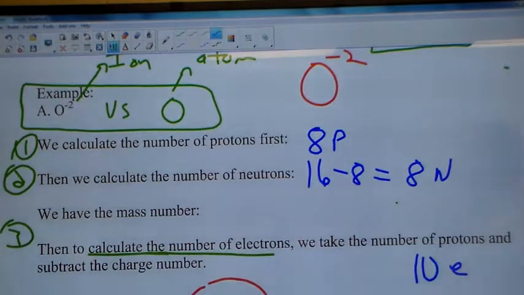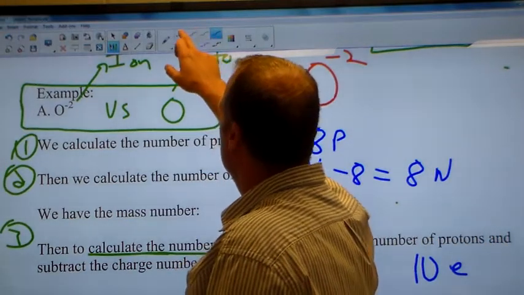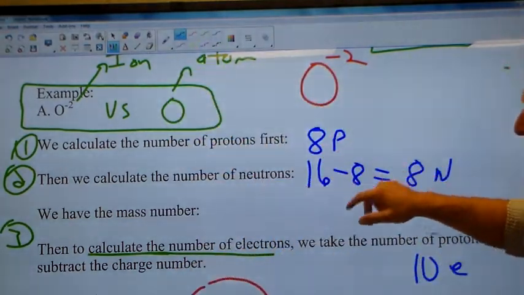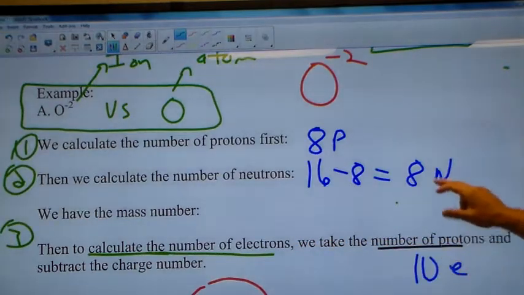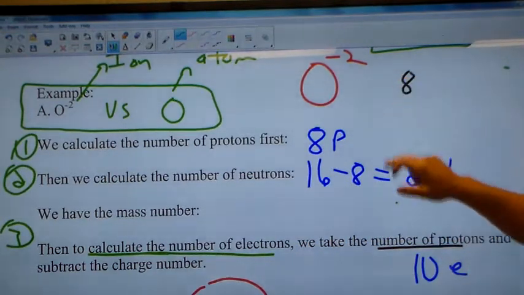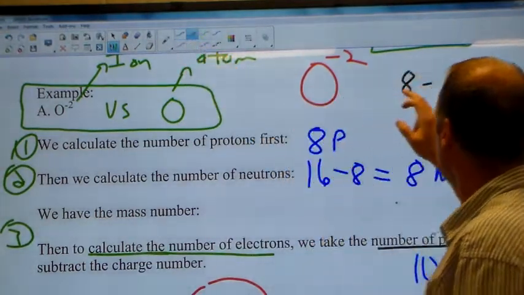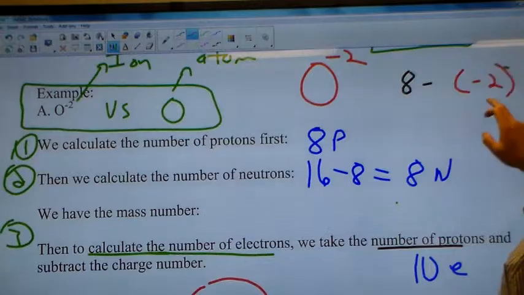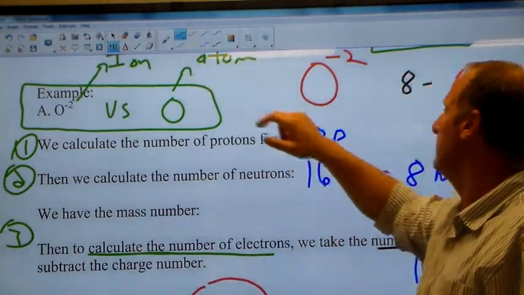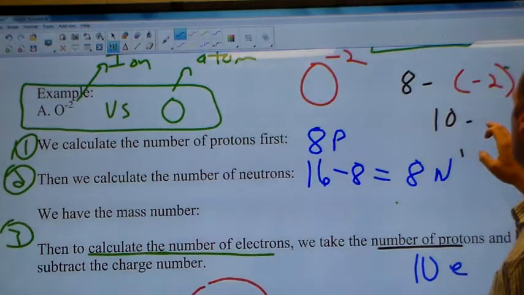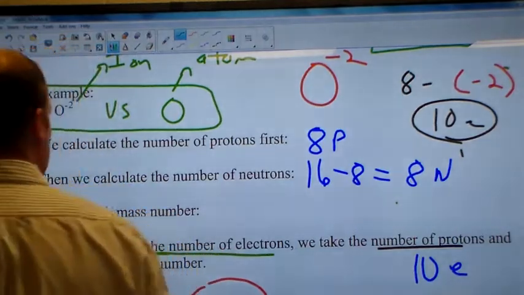Now if you cannot do that in your head, then just simply take the number of protons, which is 8, and subtract the charge in the number. It still will give you 10. Okay? This is a negative ion.